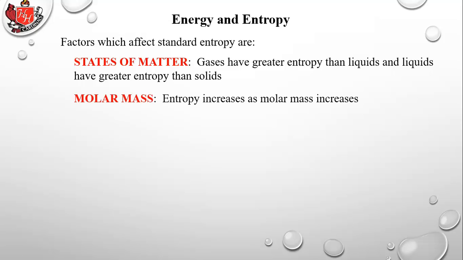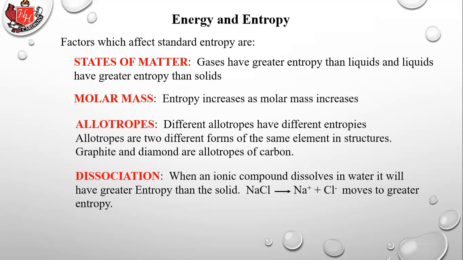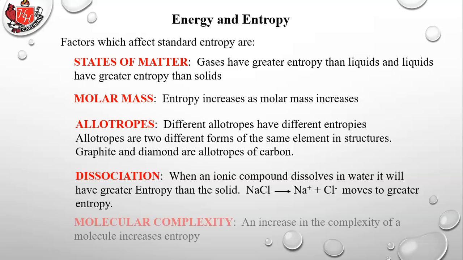Molar mass: entropy increases as molar mass increases. Allotropes, I don't want to get into that one. Dissociation is the one we just saw. Sodium chloride dissolving in water produces sodium and chloride ions. And molecular complexity, I don't want to get into that one too much. So basically, if a reaction starts with a single reactant and breaks into a lot of different products, that would be an increase in entropy. It's like breaking the glass into a lot of different pieces. And you'll have a question like that on the test.